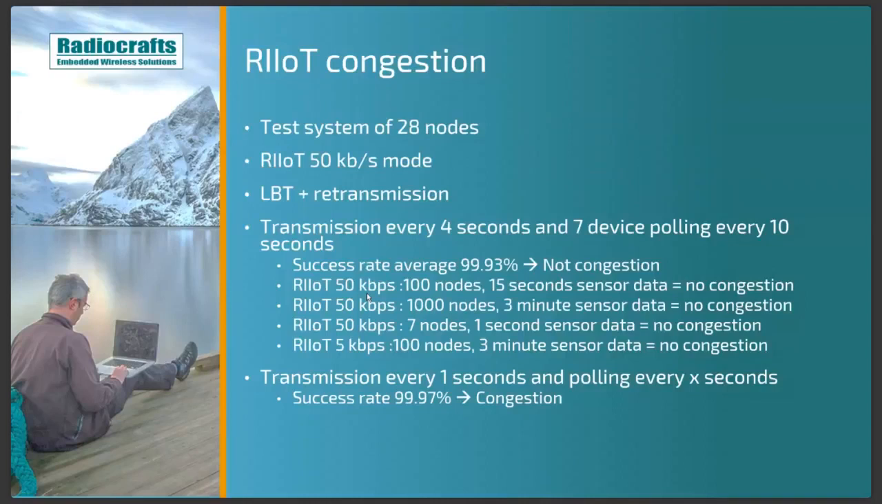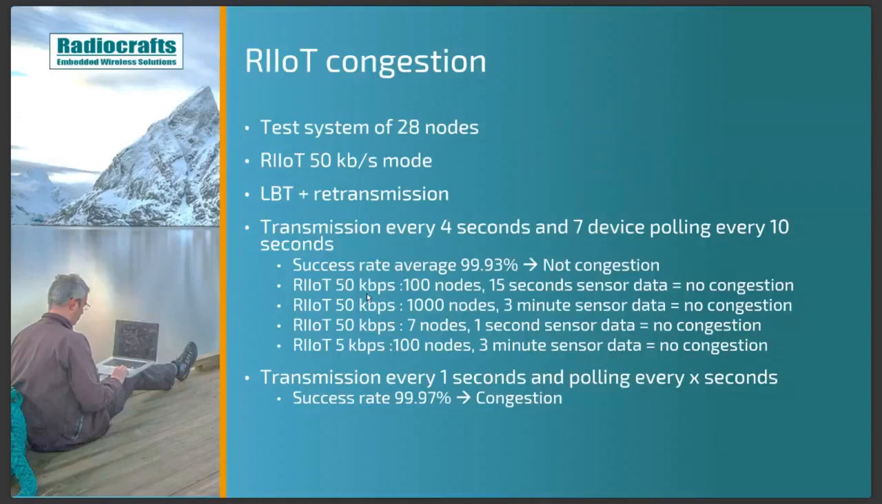On such a network, we also tested 10 seconds and 30 seconds and longer, of course. But at 4 seconds, we still have a packet success rate of 99.93% when we run this over 3 days. So this is the network we're running without any congestion.